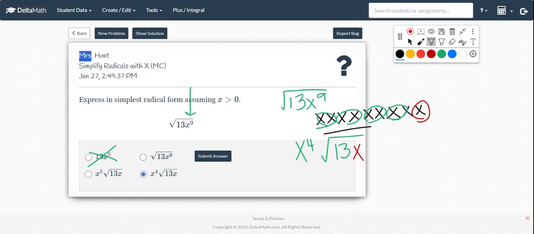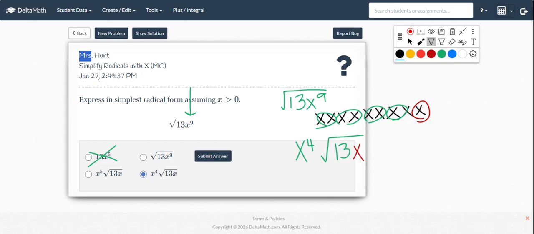Many students don't like the idea of writing all these x's out. So what could you do? Think about that for a minute. What could you do if you don't want to write those out? Okay, I got it. Yeah, hopefully you got it. Just think to yourself how many pairs.